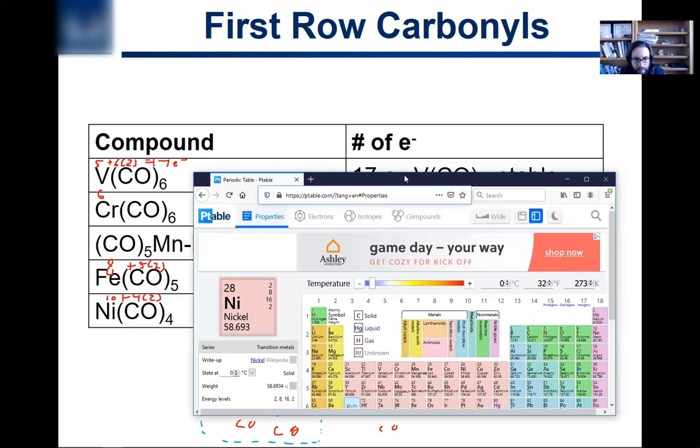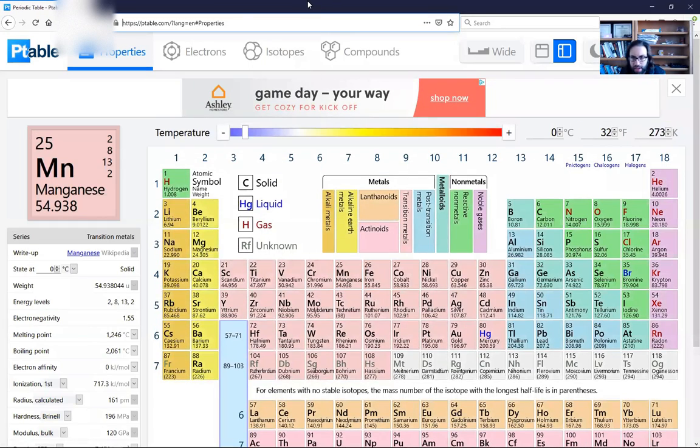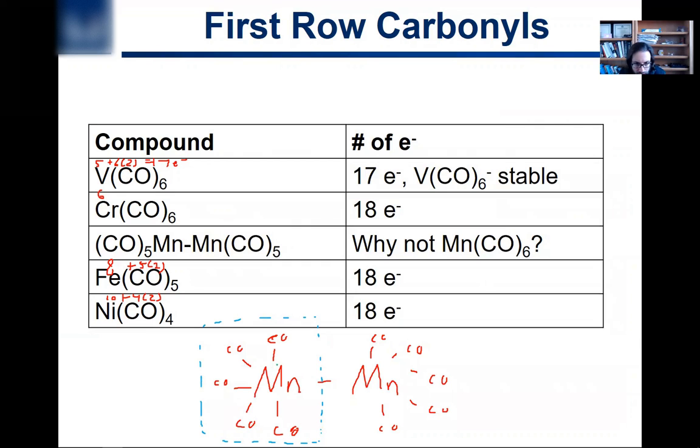So again, manganese is in group 7, okay? So that has 7 valence electrons. And then we have 2, 2, 2, 2, 2. So we're at 17, right? 5 2s, 10, plus 7 is 17. And this is why it's not manganese hexacarbonyl. Manganese hexacarbonyl is going to have 19 electrons.